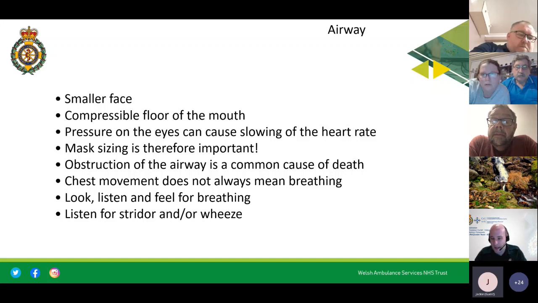So smaller face, and this is really important when we're talking about mask sizing. I know we've only got the one pediatric BVM, so again, it's really important that we size that correctly. So it's got a smaller face. What we don't want is the mask to go over their eyes, and we'll talk about why that's important.